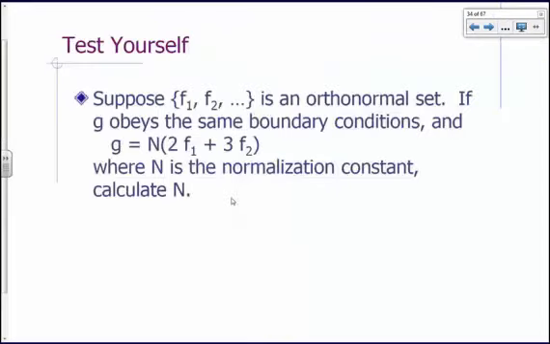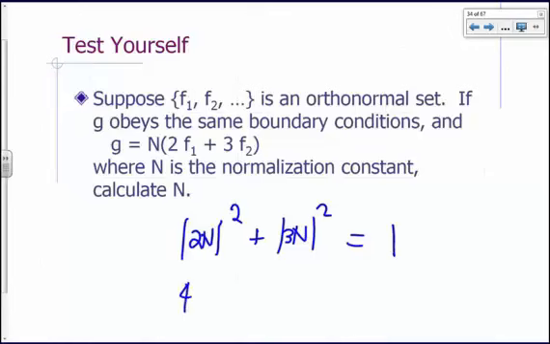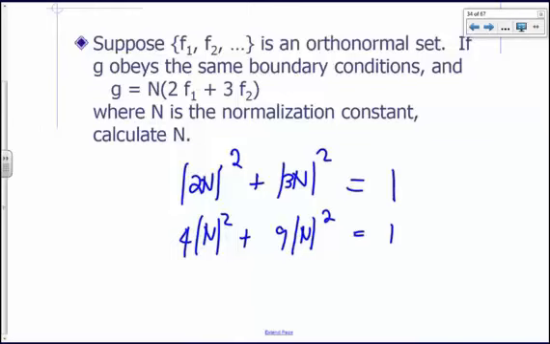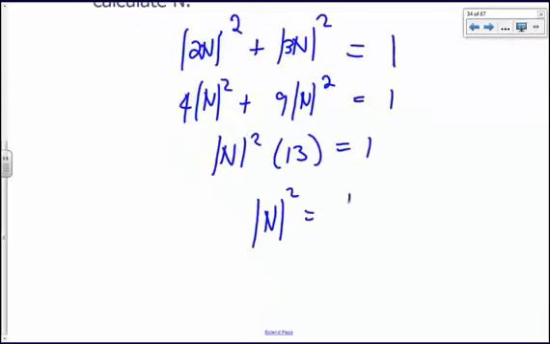How do I normalize G? So how do we solve this? You're going to say then that the absolute value of 2n squared plus the absolute value of 3n squared must be equal to 1 if G is normalized, right? So what is n? So 4 times the absolute value of n squared plus 9 times the absolute value of n squared is equal to 1. So n squared times 13 is equal to 1. The absolute value of n squared is 1 over 13. The absolute value of n is 1 over the square root of 13.